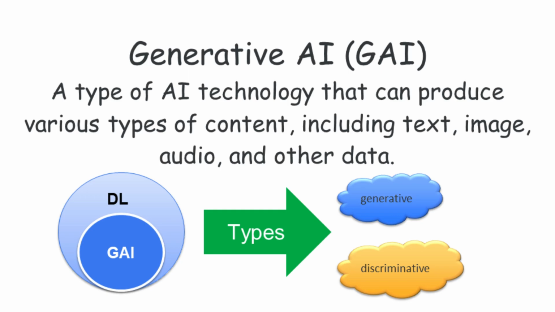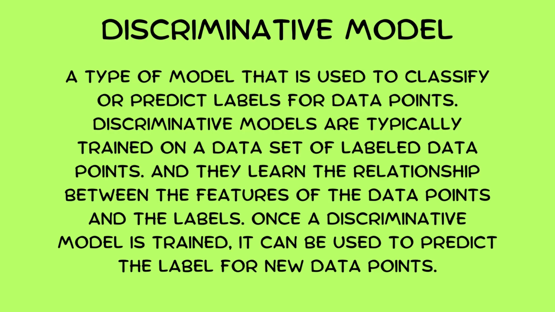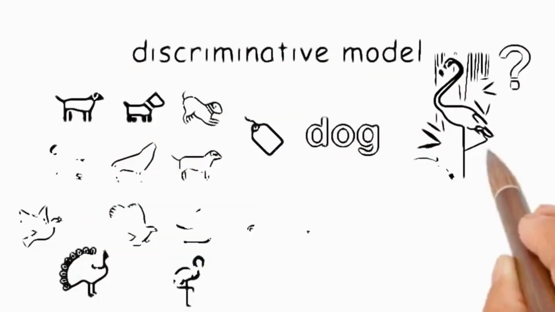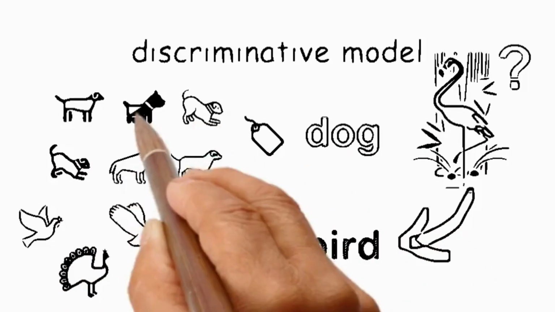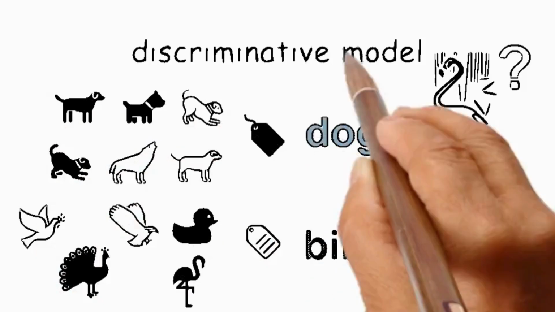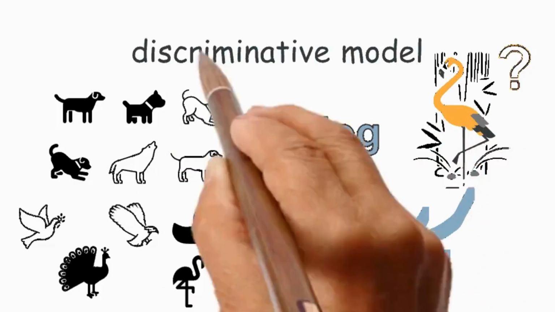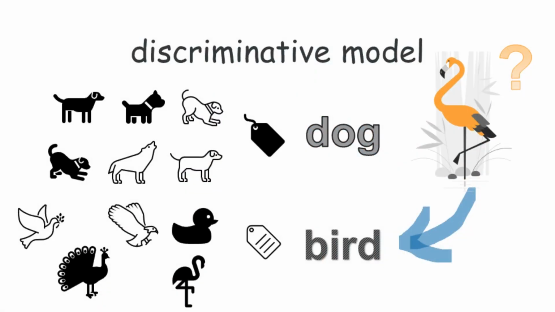A discriminative model is a type of model that is used to classify or predict labels for data points. Discriminative models are typically trained on a dataset of labeled data points, and they learn the relationship between the features of the data points and the labels. Once a discriminative model is trained, it can be used to predict labels for new data points. For example, a discriminative model could be trained on photos of animals to learn to identify the animal in each photo. It could then be given a new photo and be able to accurately identify the animal in it.